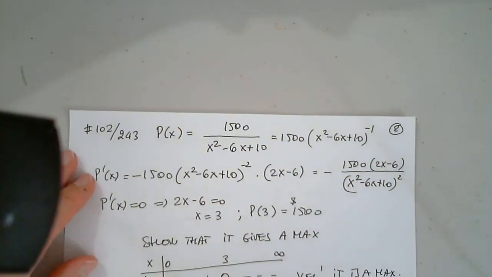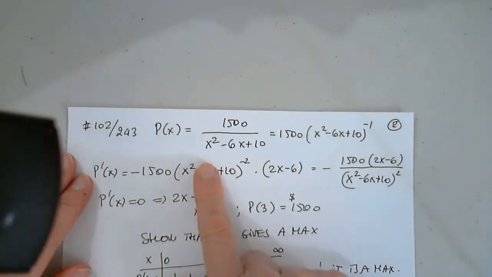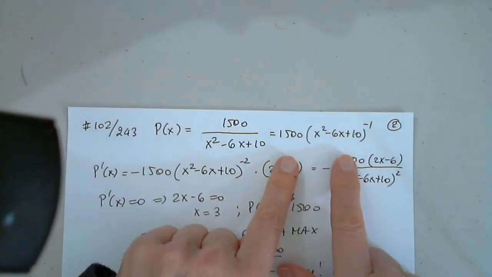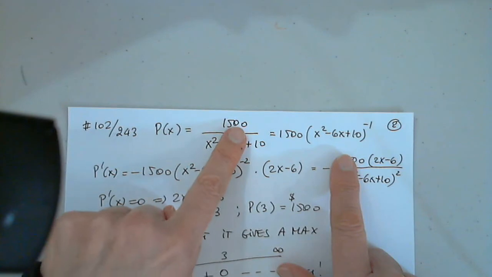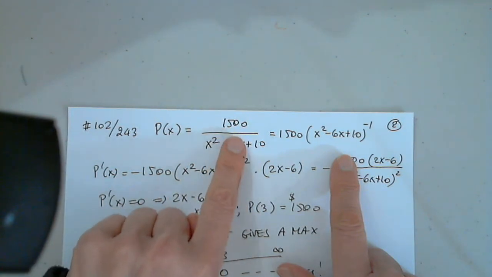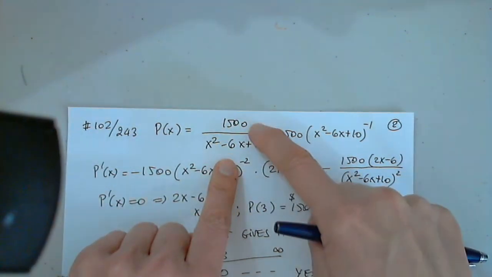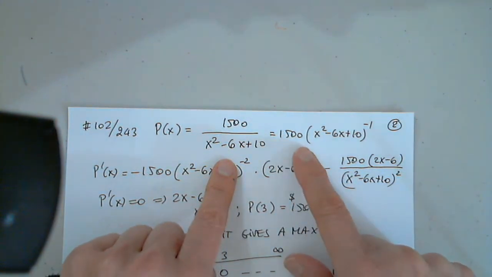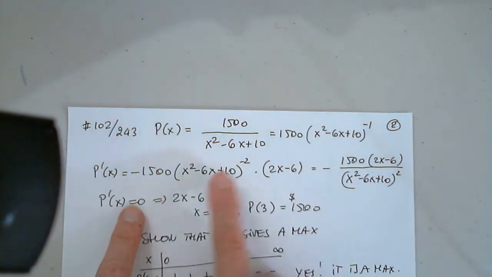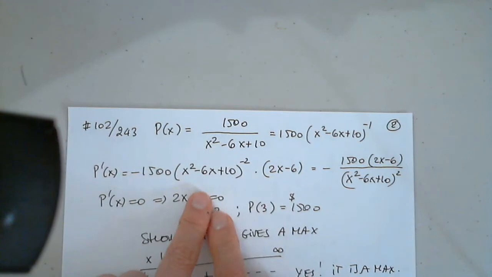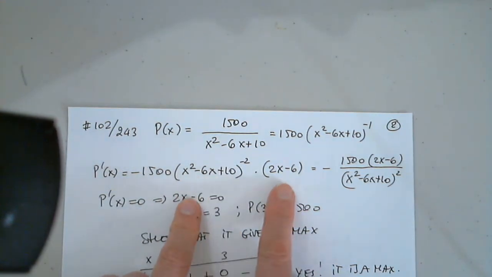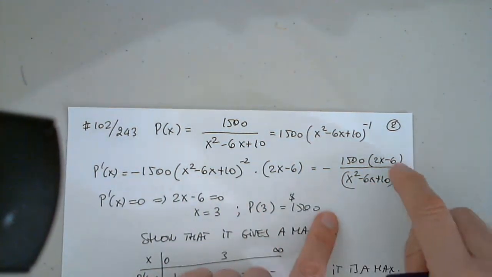Here we're asked to determine the maximum of this function. I change it into a product, because I don't have a variable at the top. Why bother then with the quotient rule if there is no variable at the top? So 1500 times this to the -1. When I differentiate, I bring down -1, I subtract 1 from the power, and I differentiate the inner function. And now when I rearrange the function, I get this.